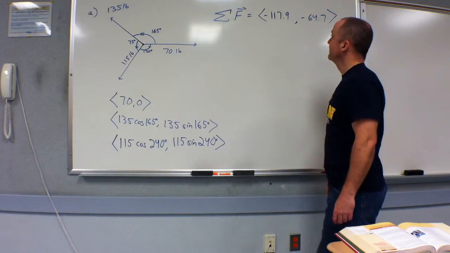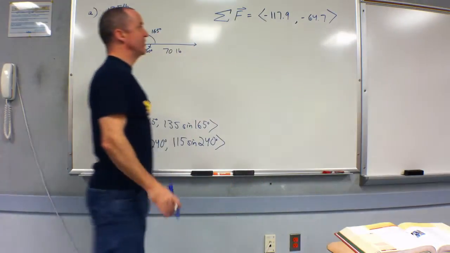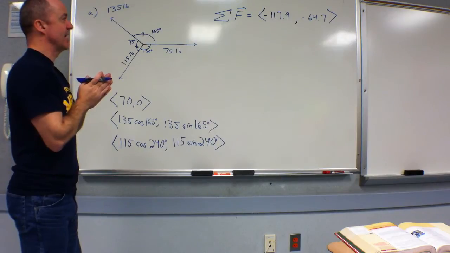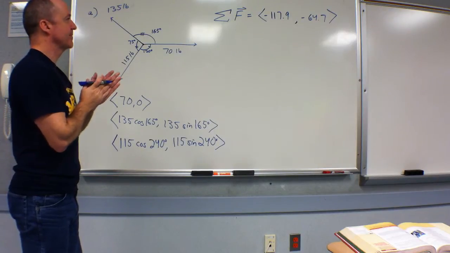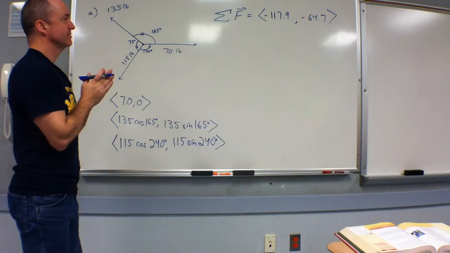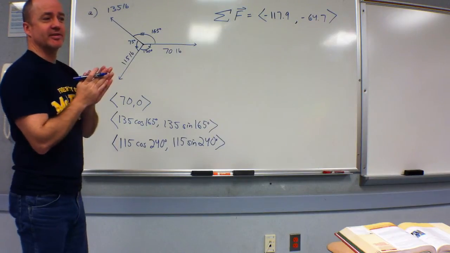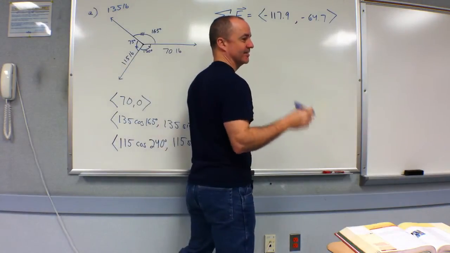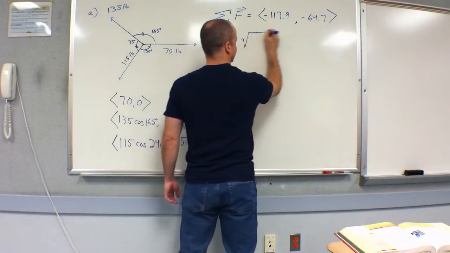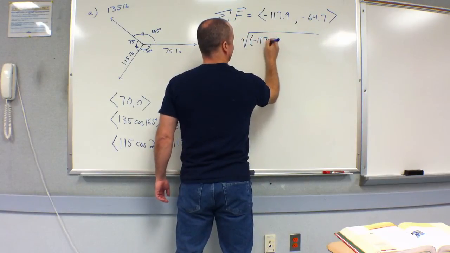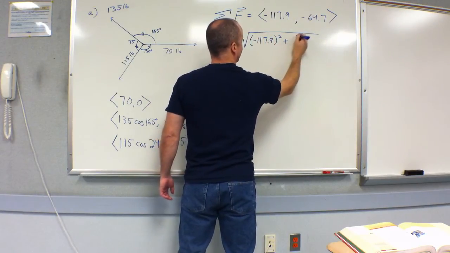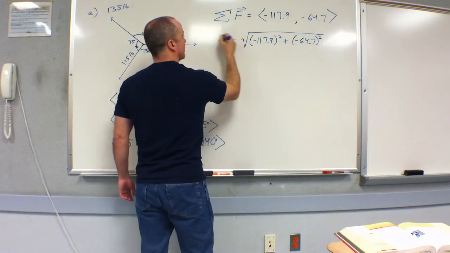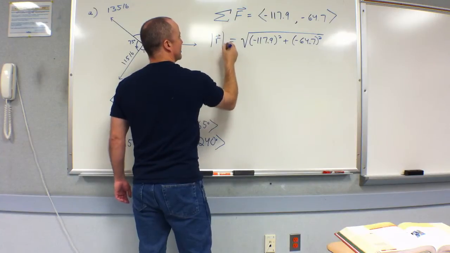What's the magnitude and direction of this resultant, of this answer? How do I find the magnitude, how much of a pull this is on this object? How do I find the magnitude of any vector given the components? The square root of negative 117.9 squared plus the y squared. Pythagorean theorem, basically, is going to be the magnitude of this resultant vector.